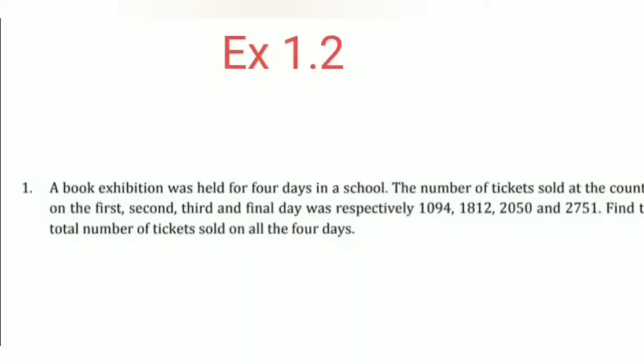Let's see exercise 1.2. A book exhibition was held for 4 days in a school. The number of tickets sold at the counter on the first, second, third and final day was respectively 1094, 1812, 2050 and 2751. Find the total number of tickets sold on all the 4 days.